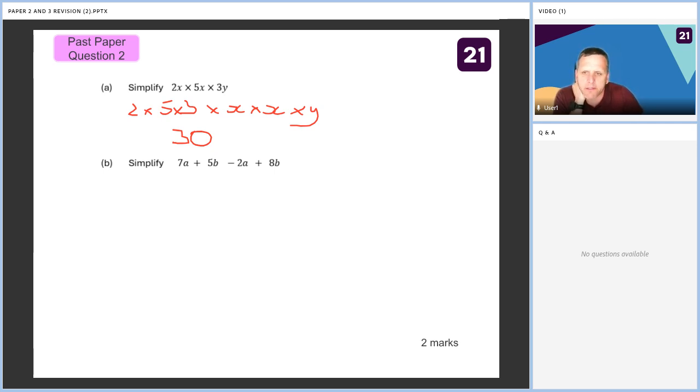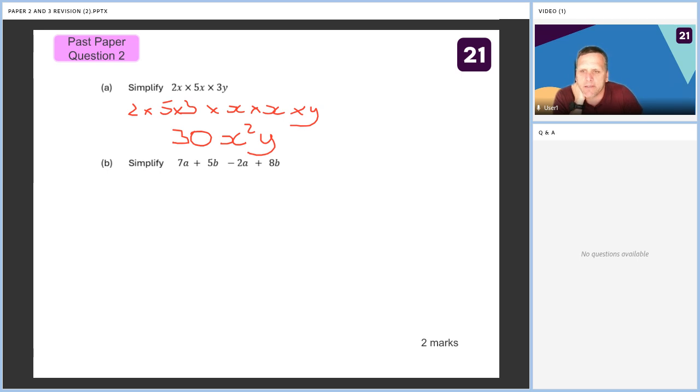X times x gives us, brilliant, x squared. That's not the greatest thing to be able to put on the screen down there. So x squared, and then the times by y. And just remember, we're a little bit lazy, so we don't want the times symbols. We're just going to put the letters next to each other.